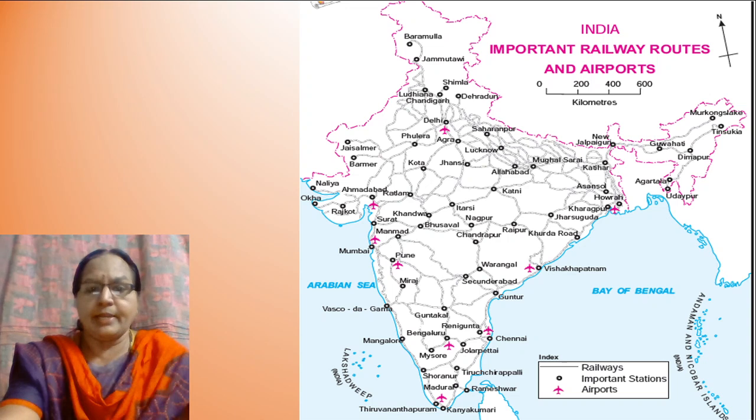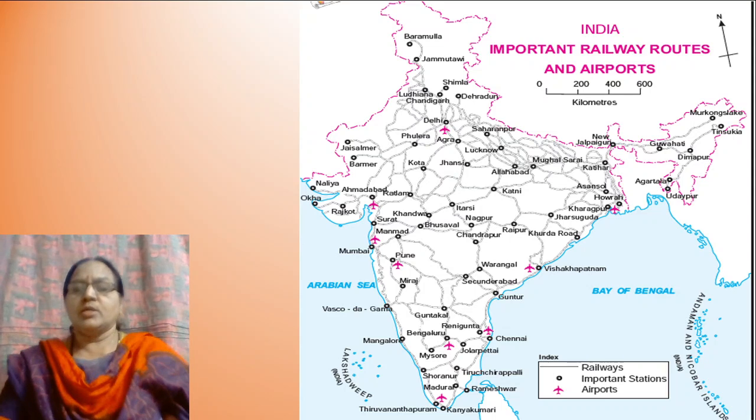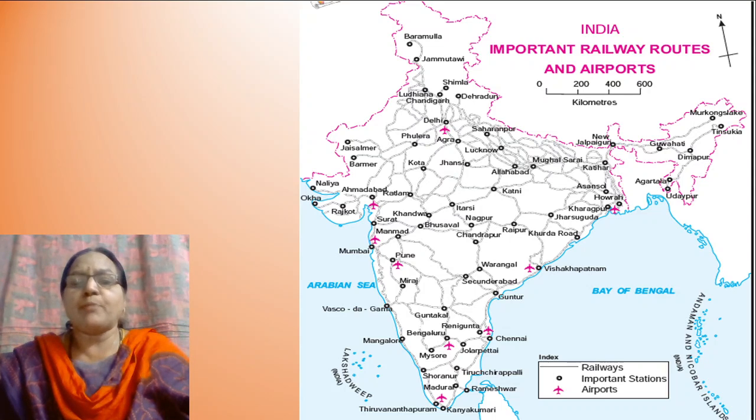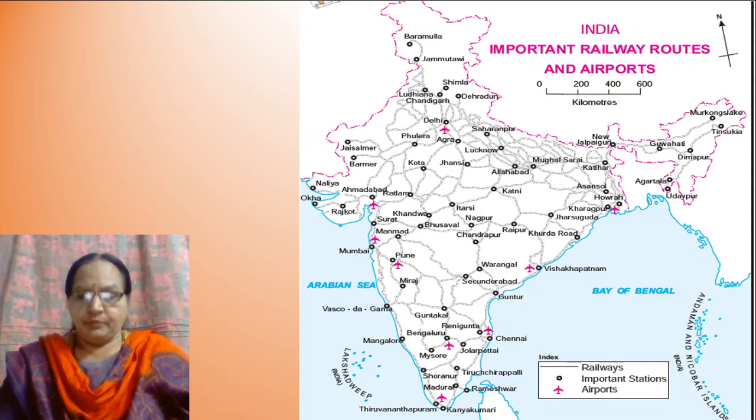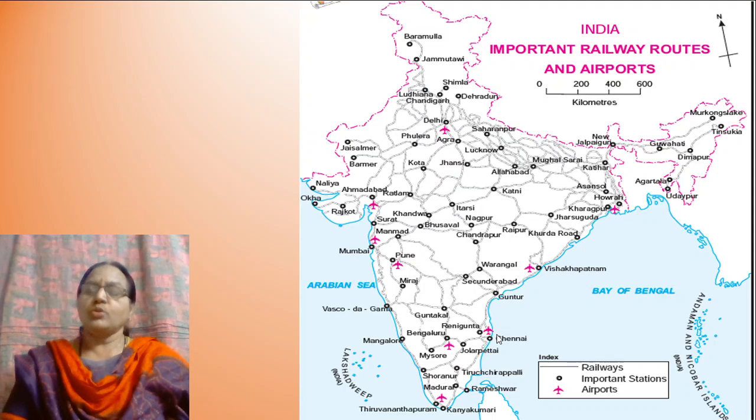Okay, now let's come to the railway routes and airports in India. So look at the index. This line shows you railways. Then these are the important stations. All right, then airports.